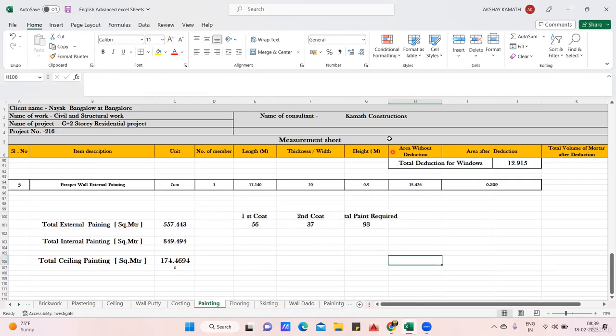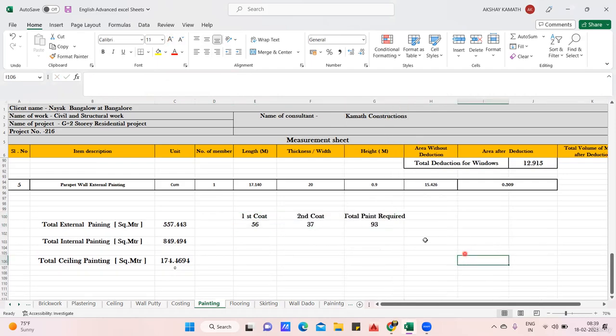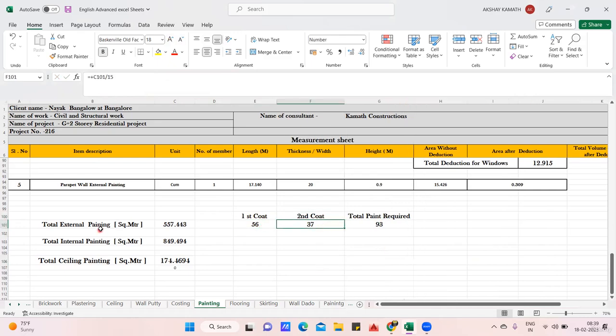Finish. Your calculation is ready. For first coat, I require 56 liters. For second coat, I require 37 liters. And total paint required for exterior painting will be 93 liters. Similarly, for internal painting also you do, and similarly for ceiling painting also. If you do everything, you'll get the total liters of paint required, and according to that you can put the rate also. Let us say 1 liter of paint costs 200 rupees. So 93 into 200, you'll get the total cost of the paint required. Getting my point? So in this way, you can take out the quantities.